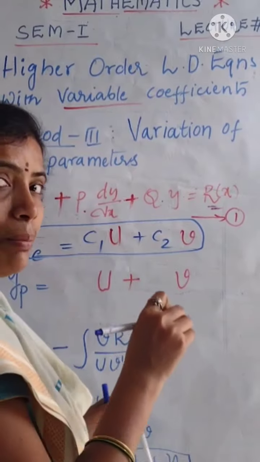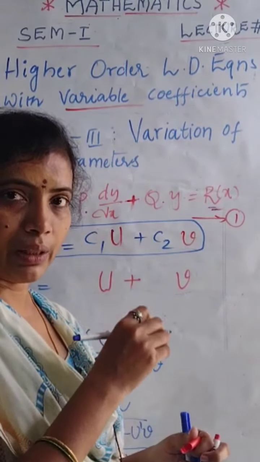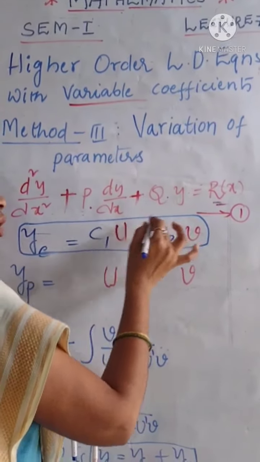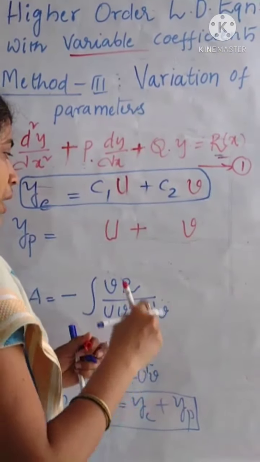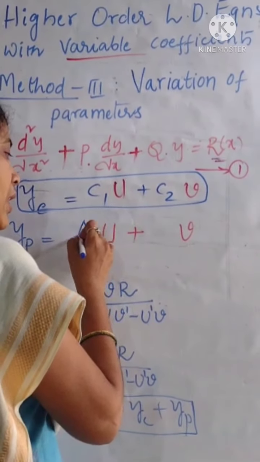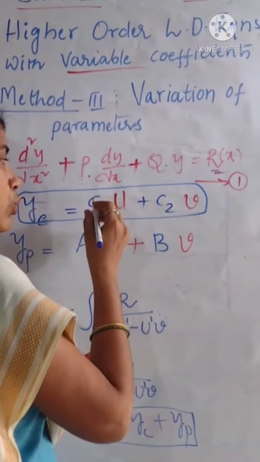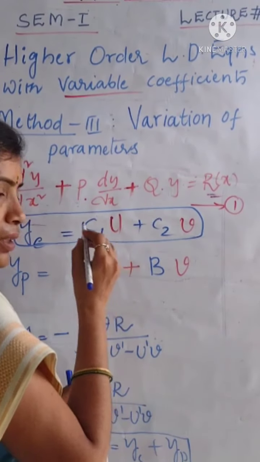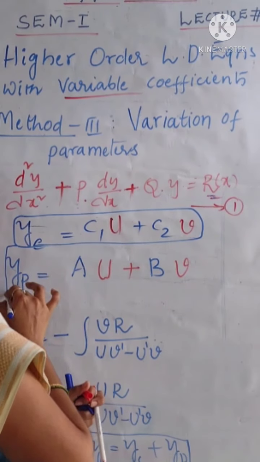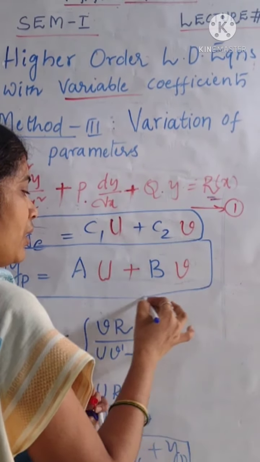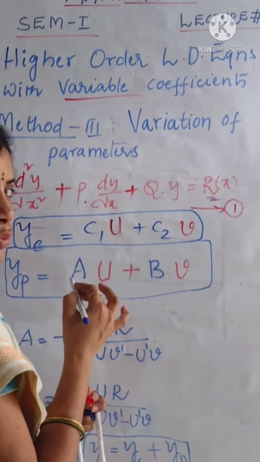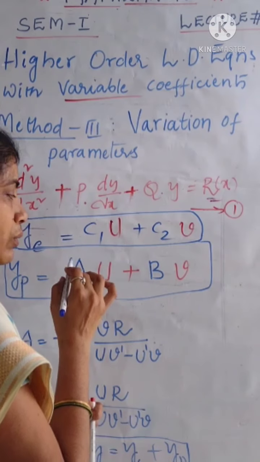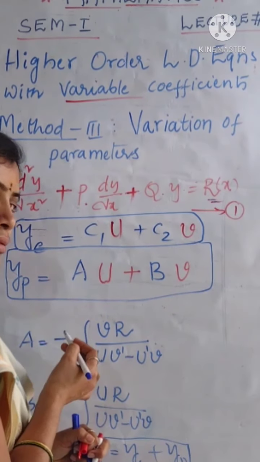We can find the particular integral in this method as yp, which is obtained by changing the constants in yc: c1 and c2 are changed to a and b respectively. Then the form of yp is a into u plus b into v. What is a? This is a parameter. What is its value? This is an integral.